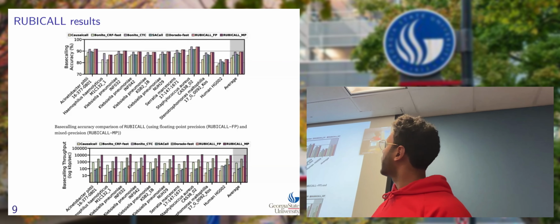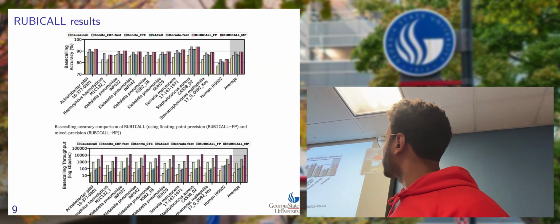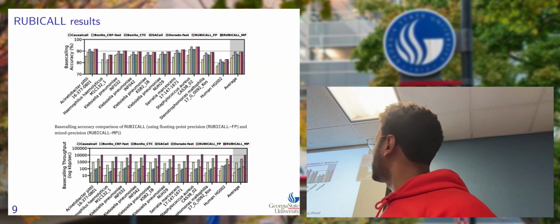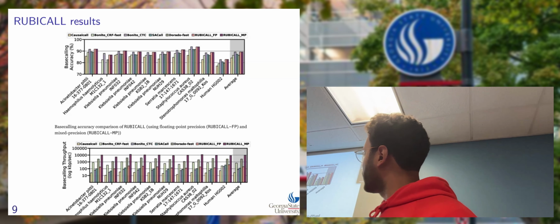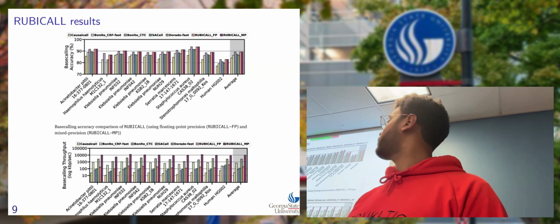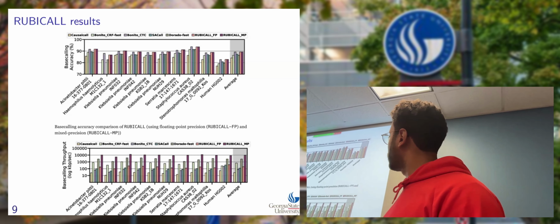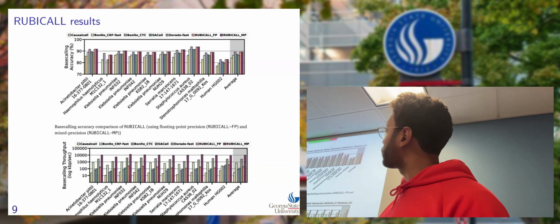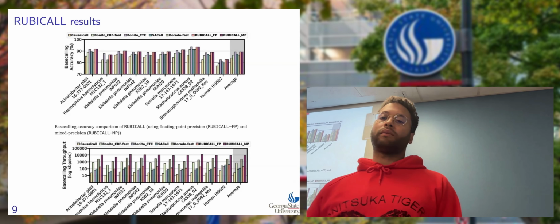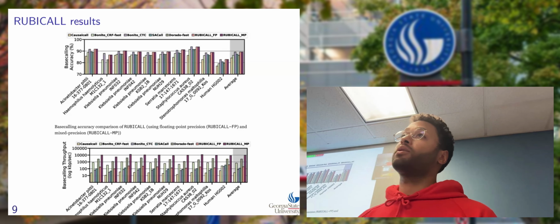Well, as you can see here, if we look at the far right-hand panel, which is kind of the average, our Rubicon FP and Rubicon MP is on par, if not greater, than all other base callers in terms of accuracy, right? What's the most important factor? Accuracy. But if we look down here, we can see that even in terms of throughput, Rubicon is exceeding that of the competitors.